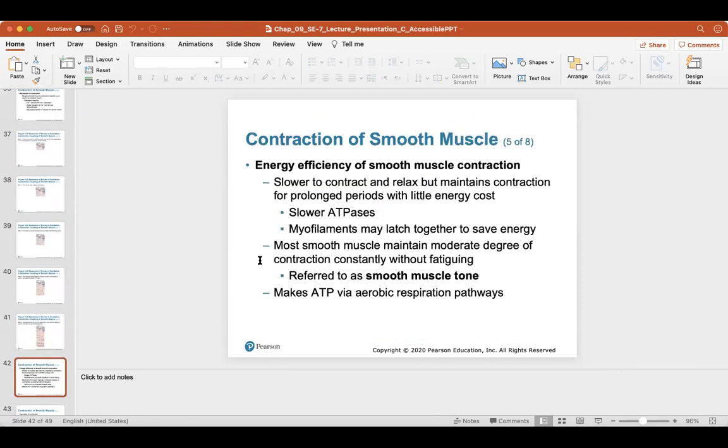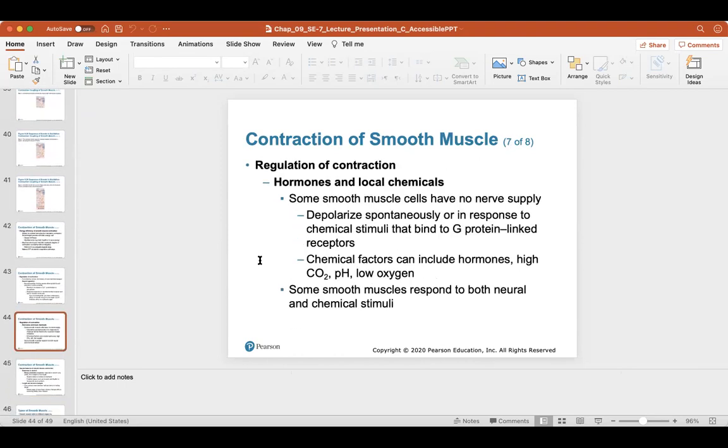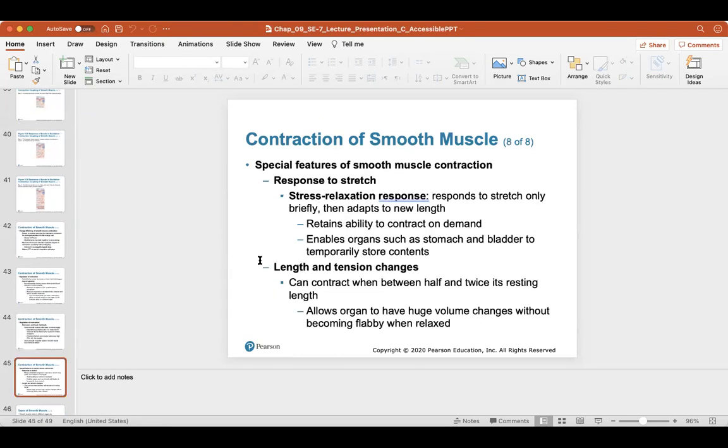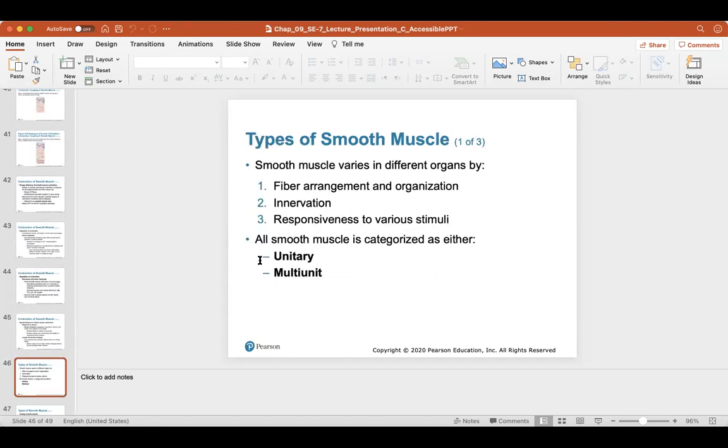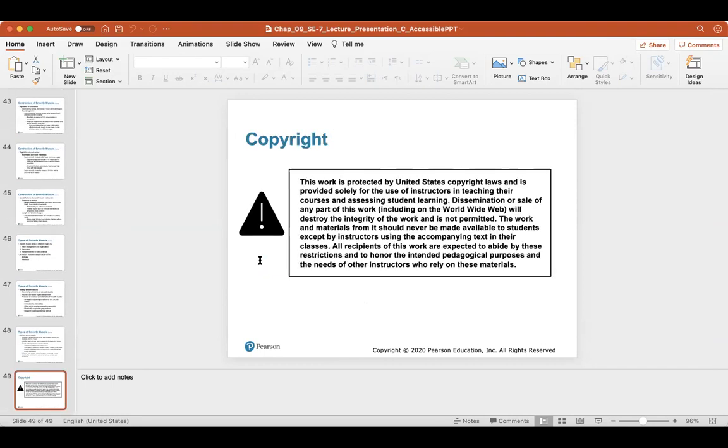The energy efficiency of smooth muscle is really important. It contracts and relaxes slower, but maintains the contraction for a prolonged period with little energy lost, which is very important in smooth muscle. Hormones and local chemicals help to regulate contraction of smooth muscle, which is important. There are different types of smooth muscle, unitary smooth muscle versus multi-unit smooth muscle.